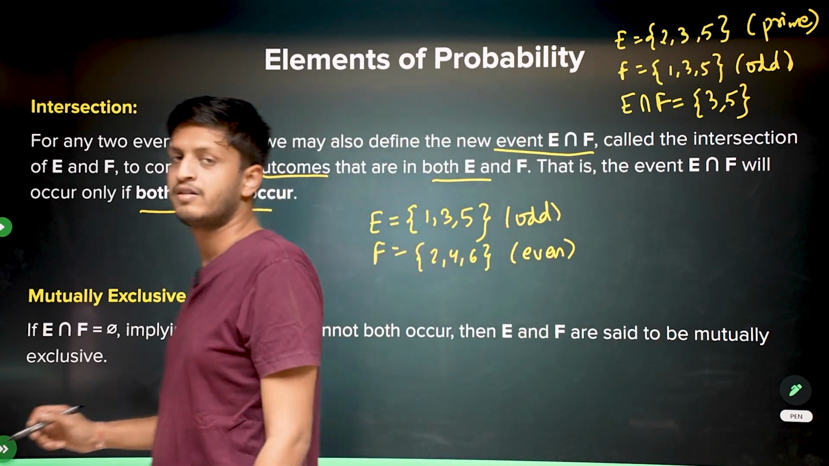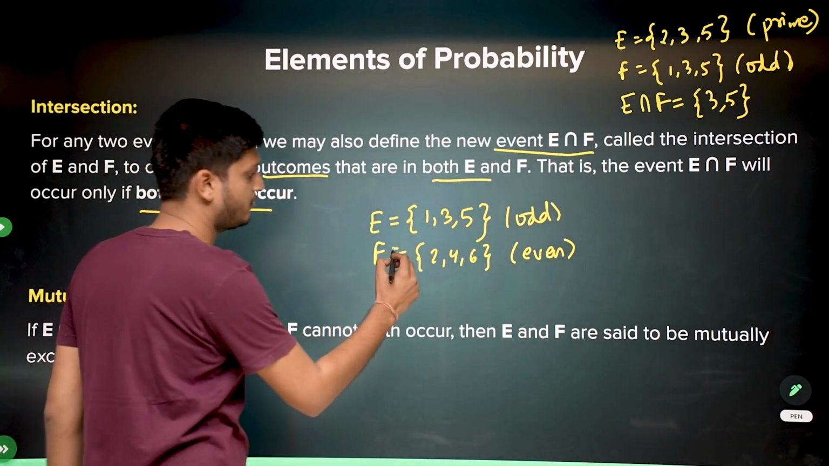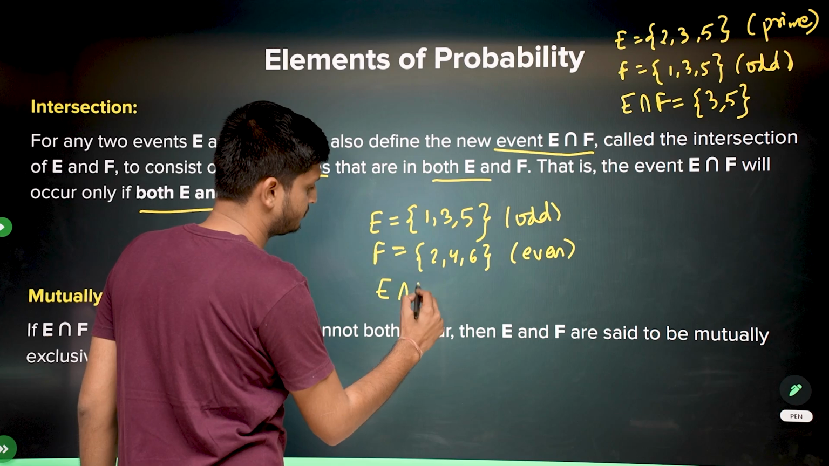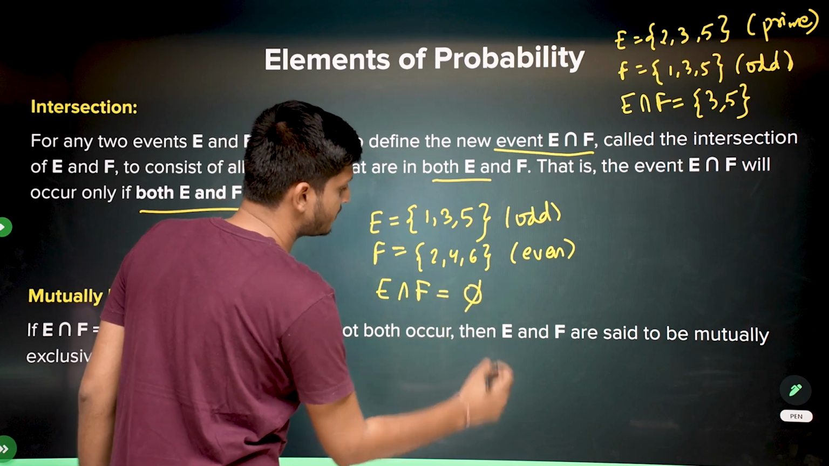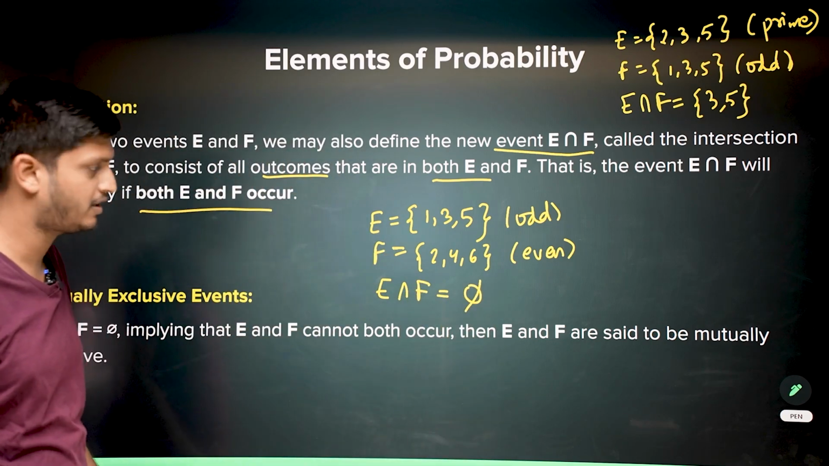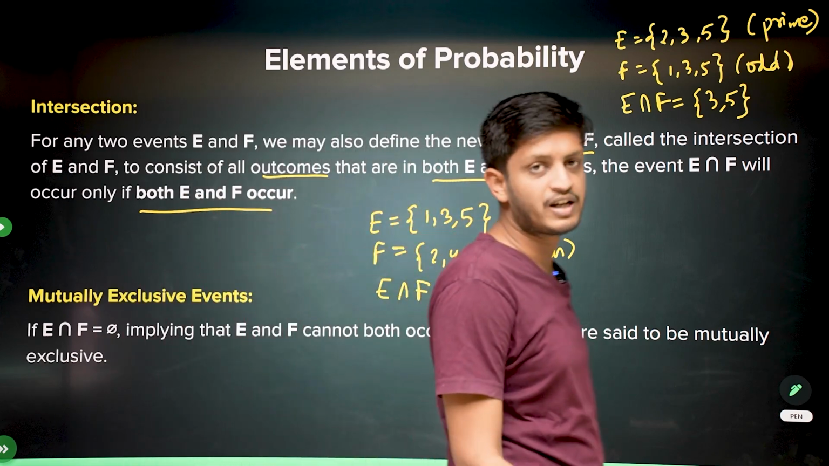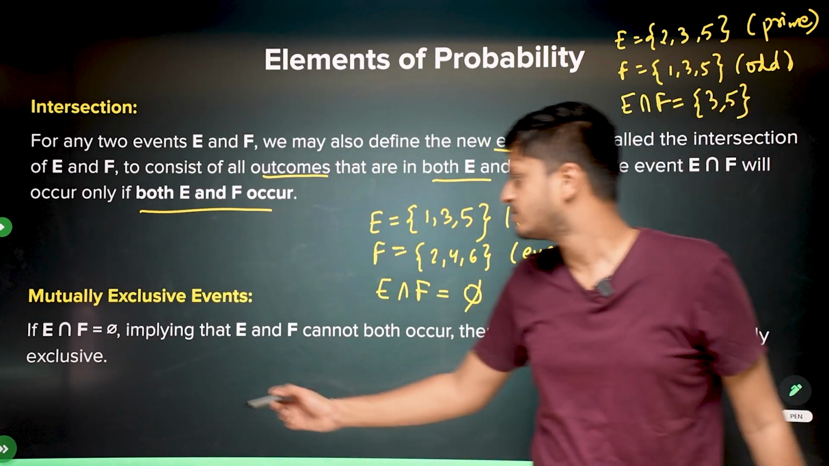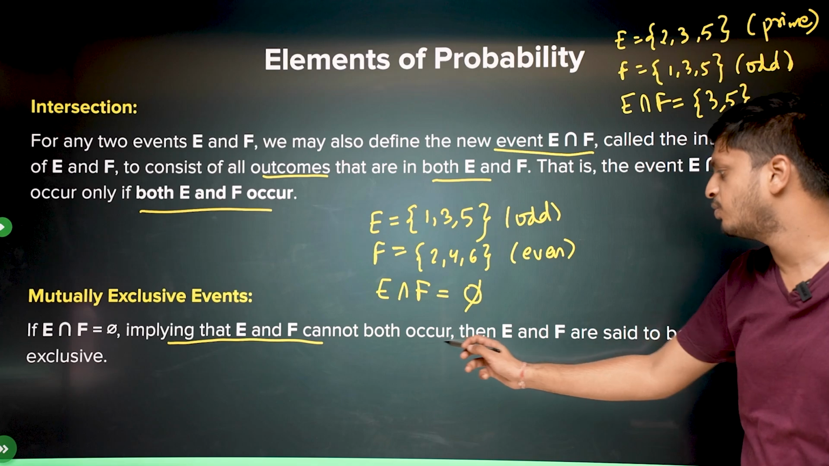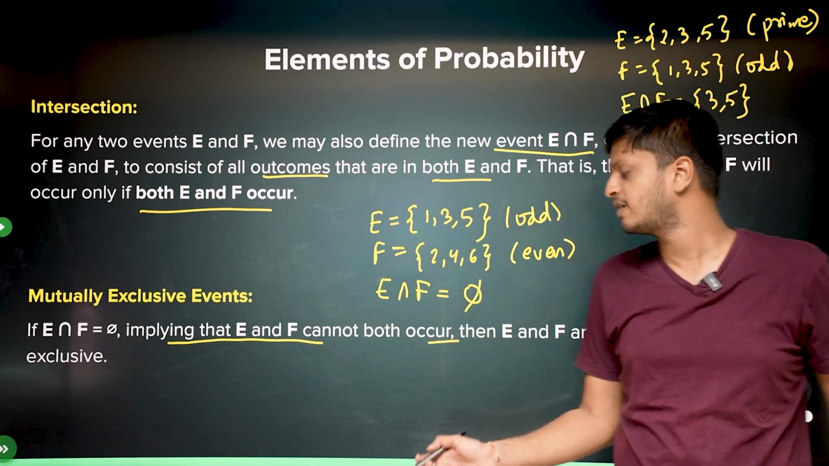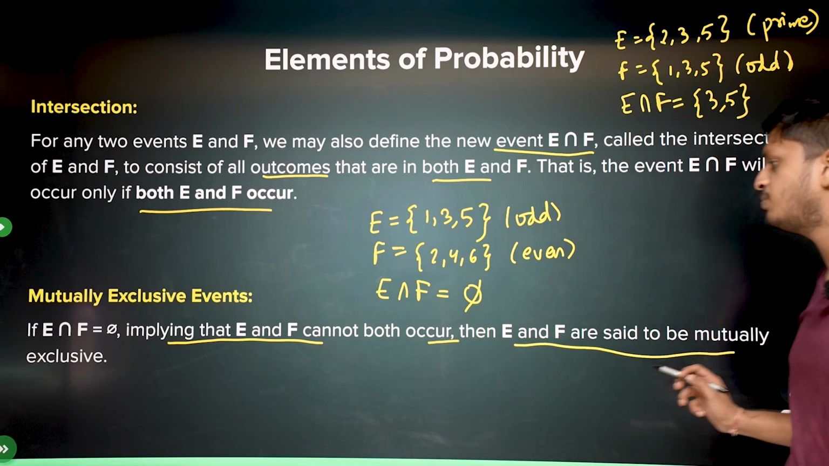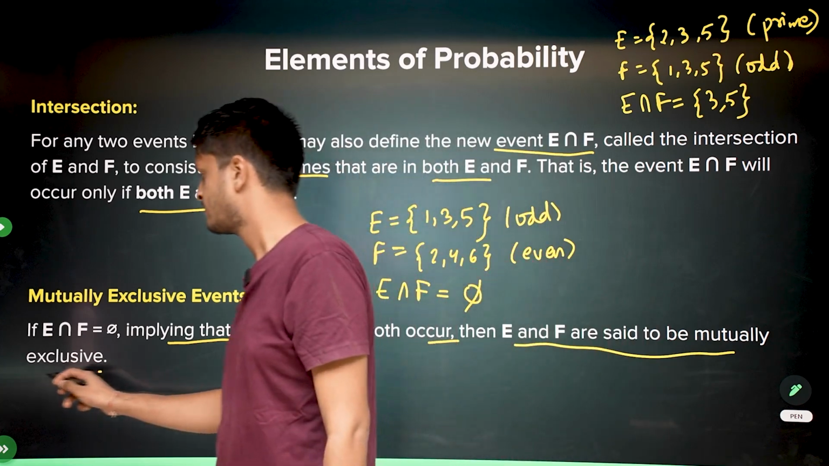Now what happens? What is the intersection of these two sets? Nothing. The empty set. There is nothing in common in both these sets, right? So the intersection is phi, or the empty set. So it implies that E and F cannot both occur simultaneously. Then E and F are said to be mutually exclusive events.